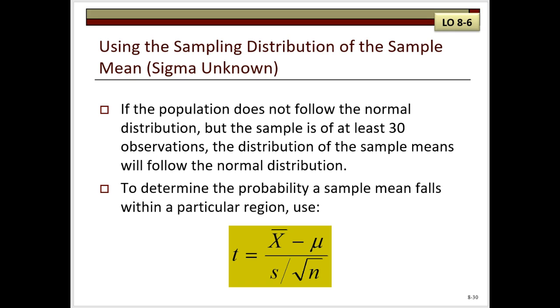the numerator of the t formula is the sampling error of the sample mean. The denominator is the standard error of the sample mean. The only difference between the z and the t formulas is the standard deviation used in the denominator. So for the z formula, we use the population standard deviation since it is known, whereas in the t formula, we use the sample standard deviation in lieu of the population standard deviation since it's not known.